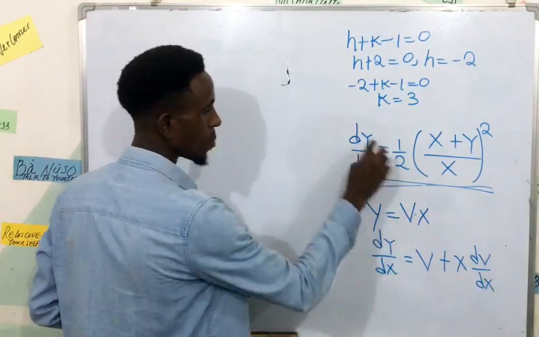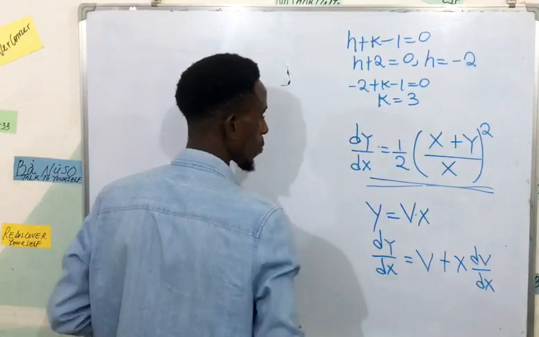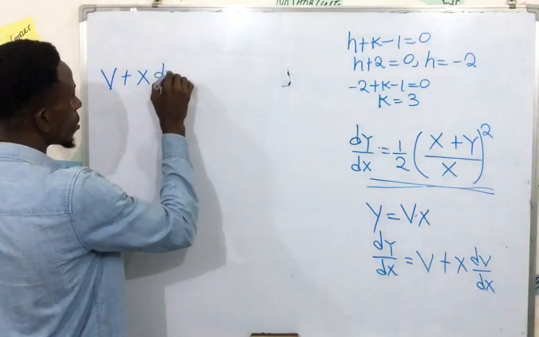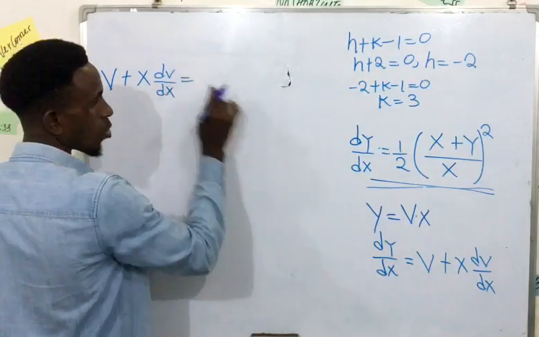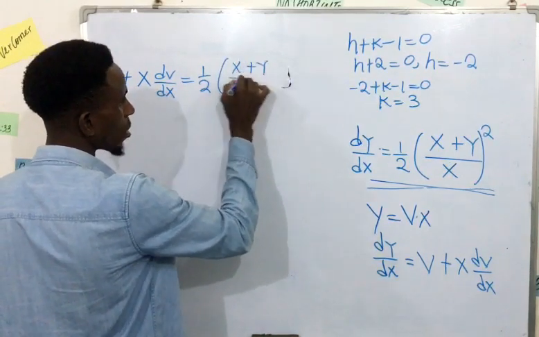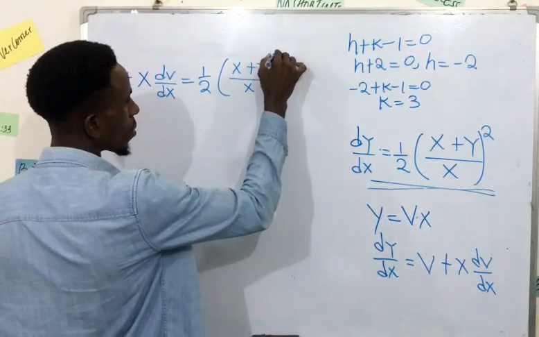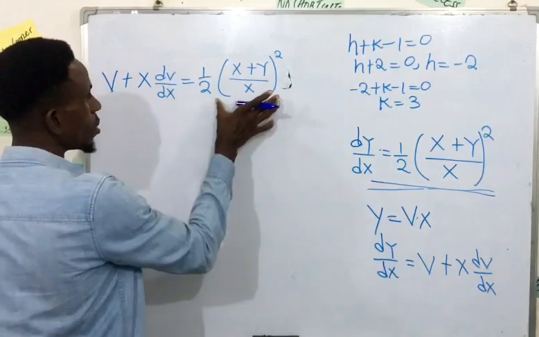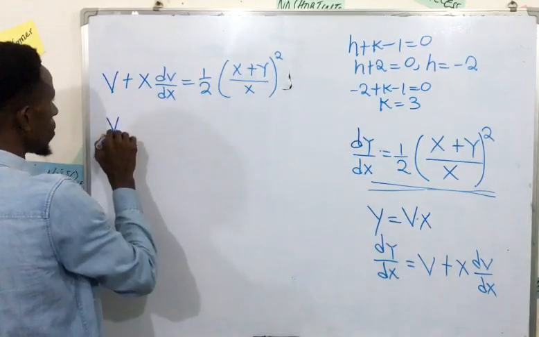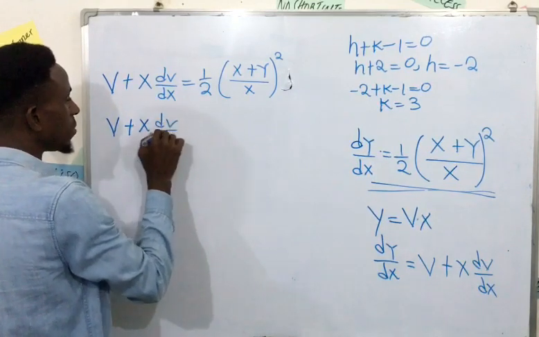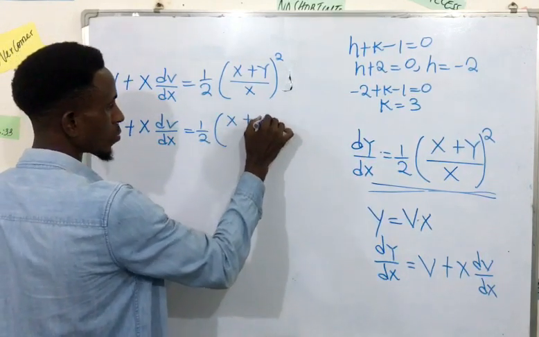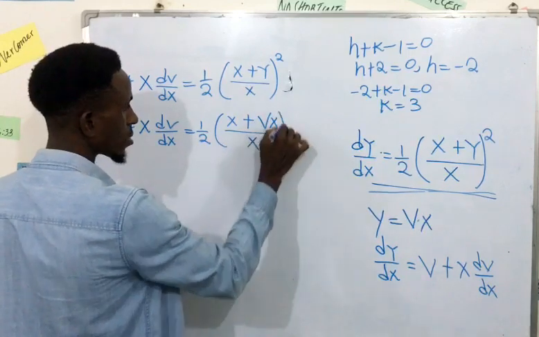So look at this now, dy/dx is equal to this. In place of dy/dx here, I'll put this whole value. So I'll have v plus x dv/dx is equal to what I have on the right hand side there, 1 over 2 into x plus y over x raised to the power of 2. Okay, good. Now remember that I said let y equal to vx, so I'm putting it here: v plus x dv/dx is equal to 1 over 2 into x plus vx all over x squared.